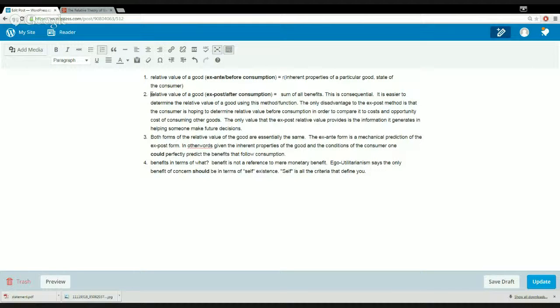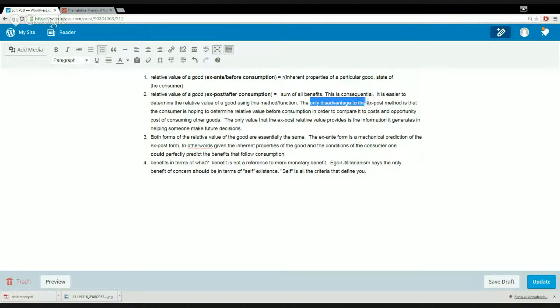So now I want to present an alternate way to look at the relative value of a good, or what I call the ex post or after consumption form, which equals the sum of all benefits after consumption. So you can see that this is merely consequential, right? It's what happens after he consumes the good. You can actually see the events and what happens as far as benefit to the consumer is throughout time. So it is easier to determine the relative value of a good using this method or function.